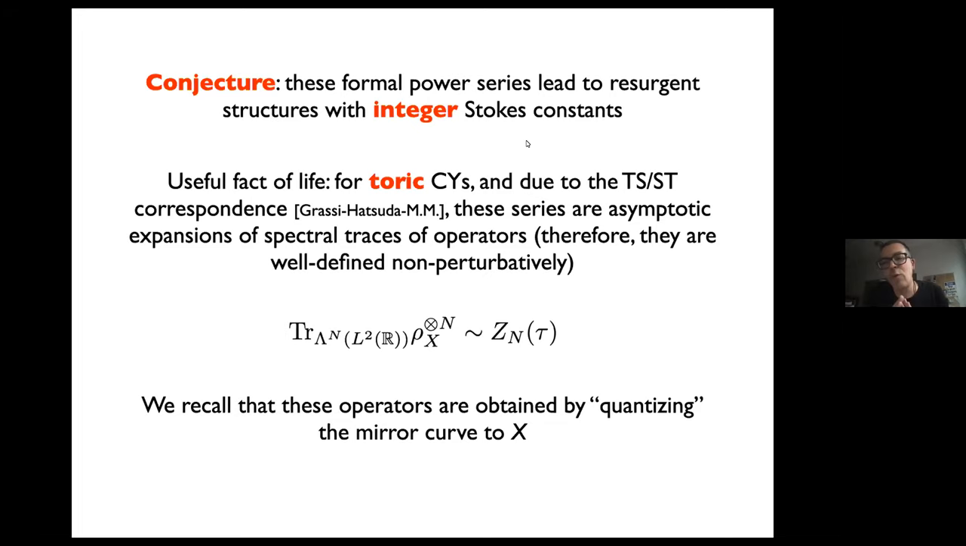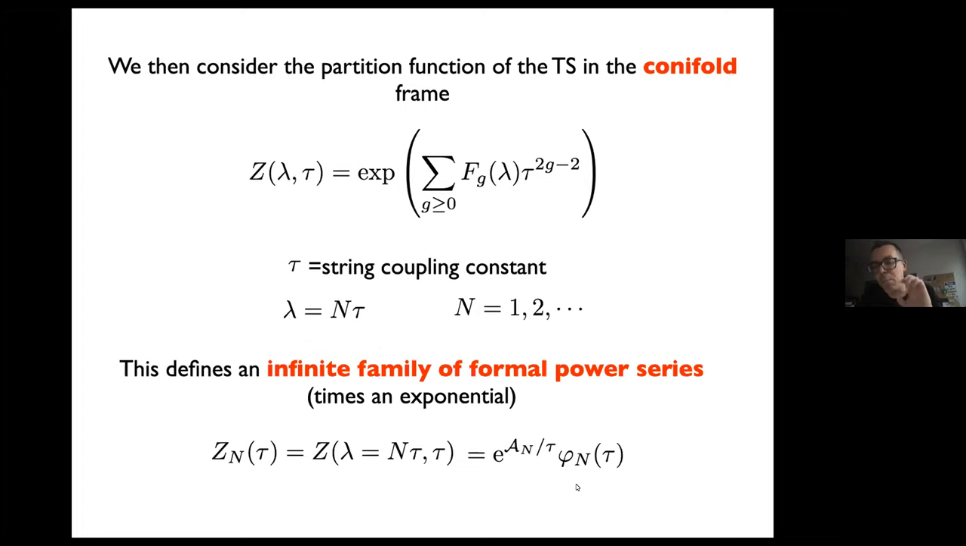Let me remind you, for those of you who are not familiar with this result, that these operators that appear in this interpretation are obtained by quantizing the mirror curve to X. But I just want to mention this important fact of life that these formal power series, in this case, have a non-perturbative lift to a well-defined quantity. Okay? So tau here can actually be a complex Planck constant, if you want.